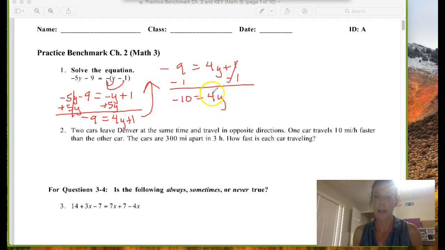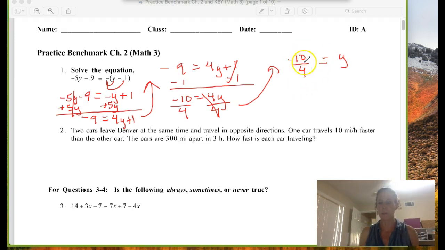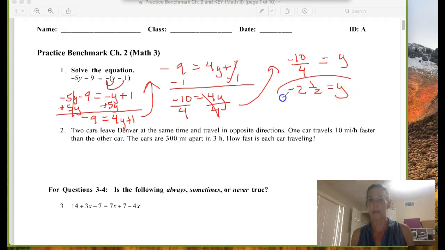And then my last step, I have a multiplication here, so I'm going to divide to isolate the y. And my solution is going to be, and I'll write it up here, y is going to equal negative 10 over 4. If you'd like to put that into a mixed number, you can, or even a fraction. 4 goes into 10 what, 2 times with 2 left over? So negative 2.5. You can leave it like that. Either way is fine. All right, on to the next one.